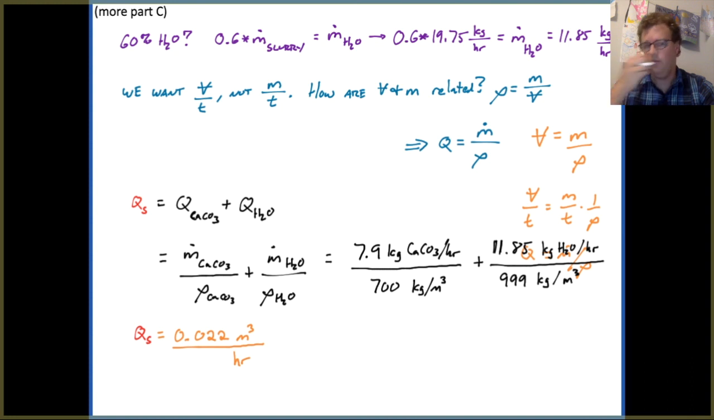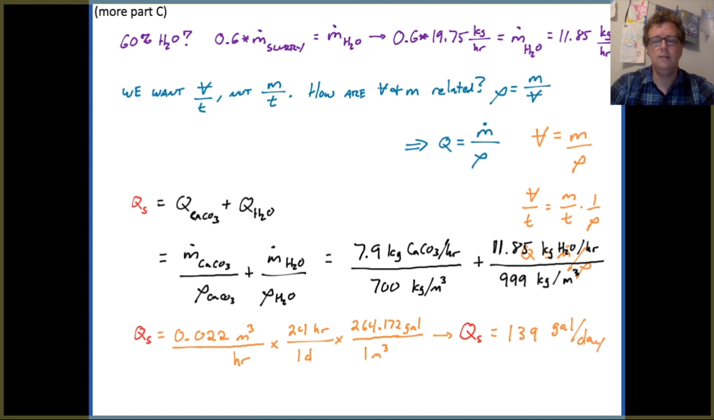And if we solve that problem, we find that the slurry is about 0.002 cubic meters per hour. And I'm going to go ahead and convert that into some units that are more aligned with the rest of our problem, so hours into days and cubic meters into gallons. And what we find is that that slurry represents about 139 gallons per day into our reactor. And just to remind you, that's not what we're really after here. We wanted the volume in the first place.